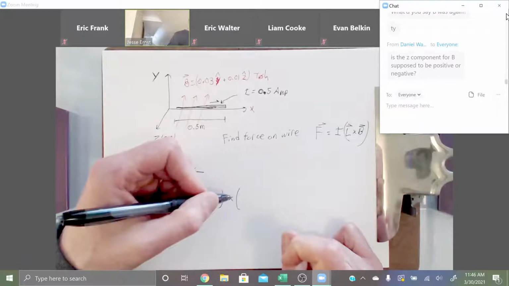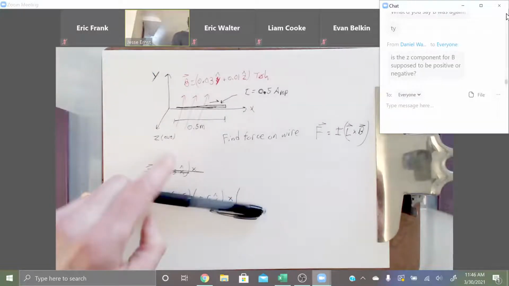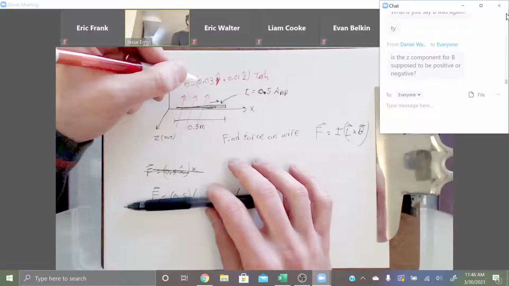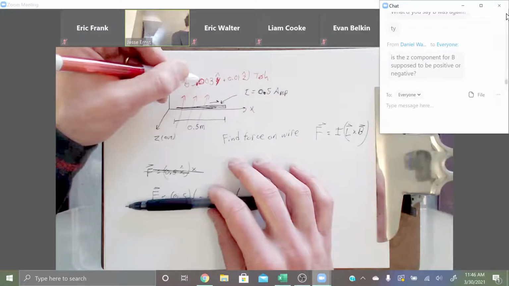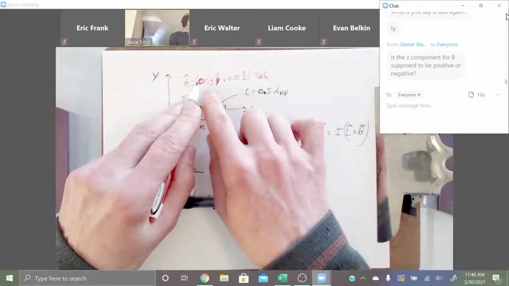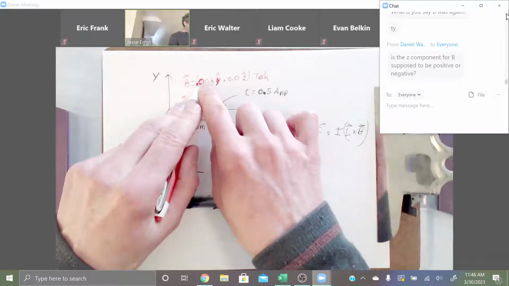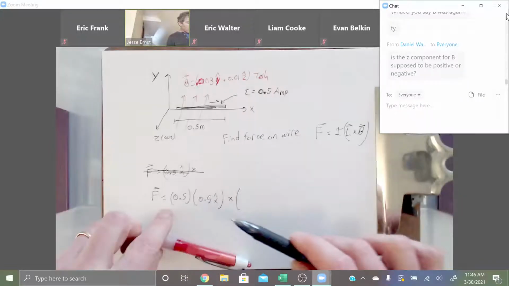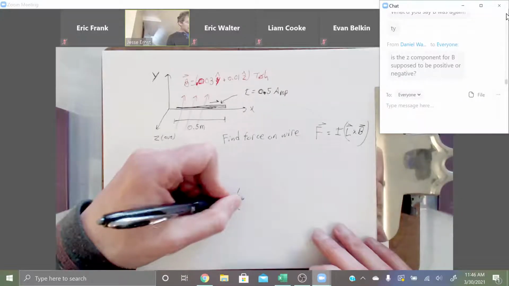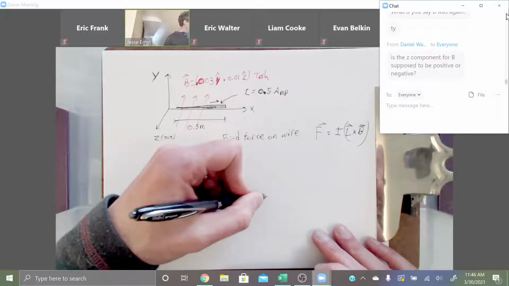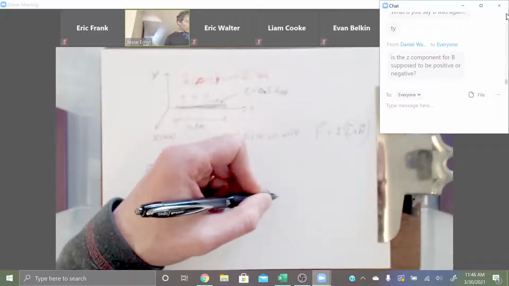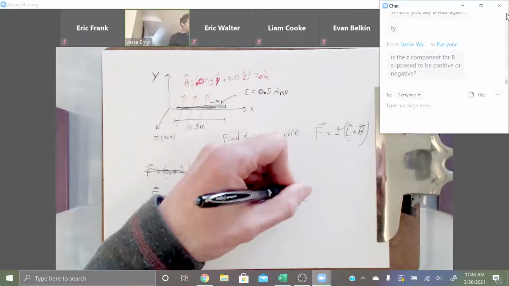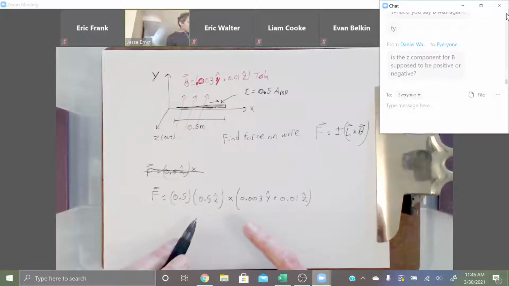Sorry, let me change these numbers. I wrote down the number wrong, and I want to make sure I get it right at the end. It's 0.003, sorry, 0.003 and 0.01. Okay, so I need to cross this with 0.003 y hat plus 0.01 z hat. Okay, so I've got to do this cross product out.